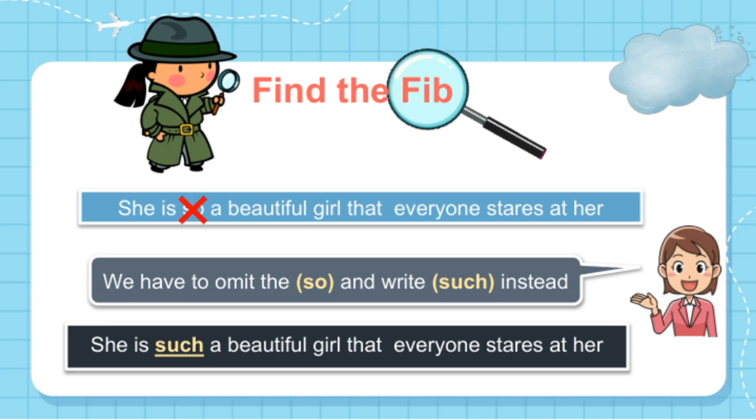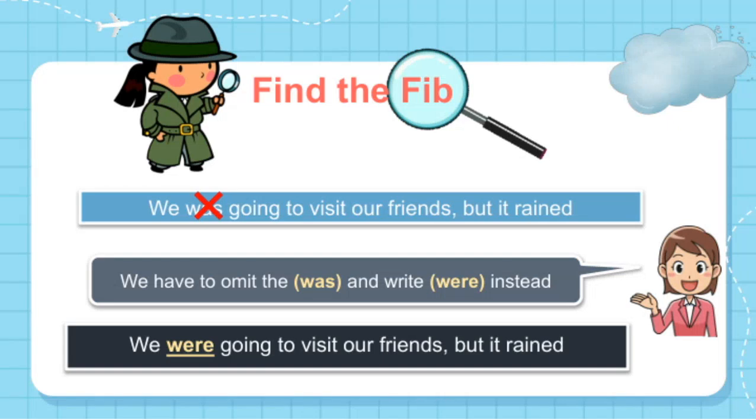Finally, the phrase find the fib asks us to identify the incorrect sentence. Clearly, she is so a beautiful girl is the fib. It's grammatically incorrect. The correct form is such a beautiful girl. Understanding these nuances helps us improve our language skills and communicate more accurately. So here's an interesting example to look at.